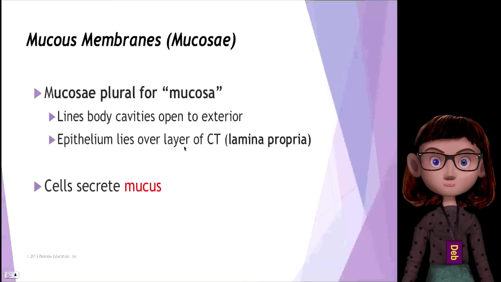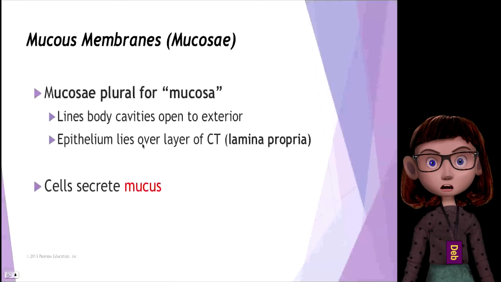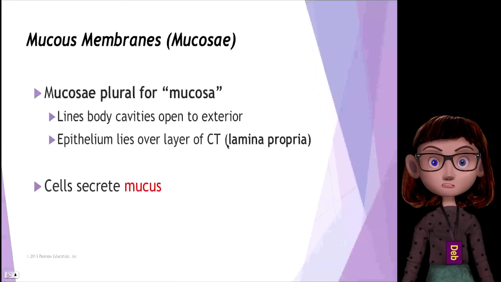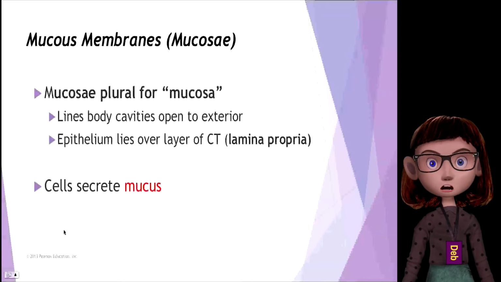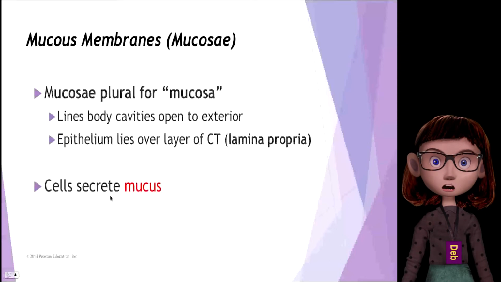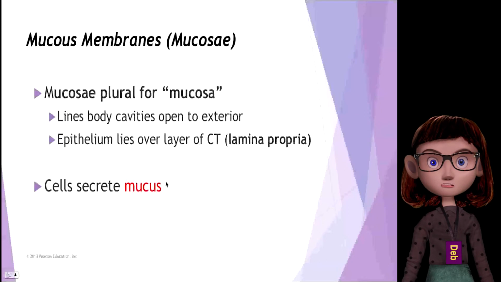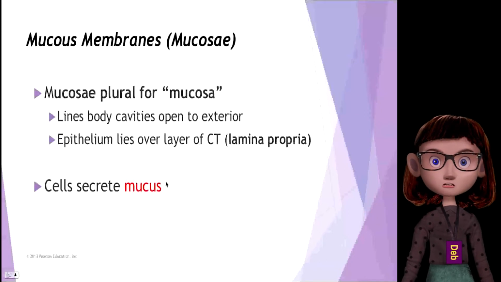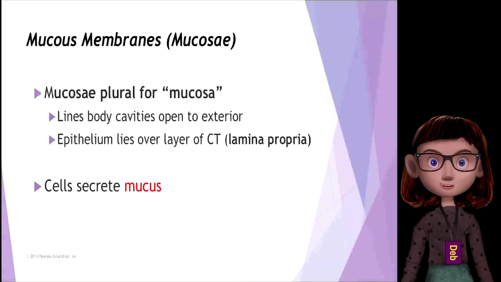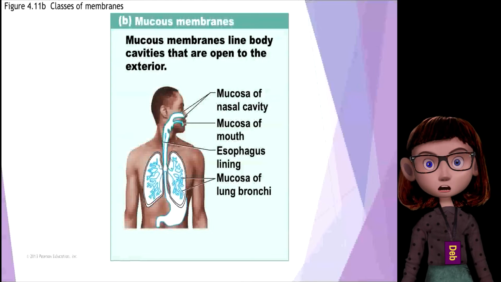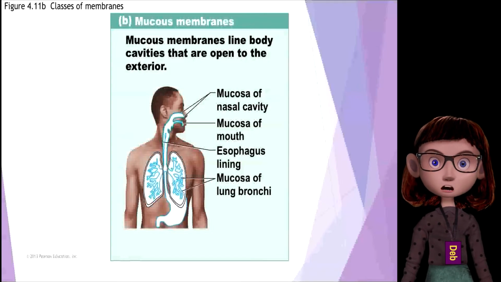A layer of epithelium lies over a layer of connective tissue, and this connective tissue is known as the lamina propria. The cells here, the epithelial cells particularly, secrete mucus. Actually, there are cells interspersed among the epithelial lining that produce and secrete mucus. Therefore, we call them mucous membranes. And here is a figure that shows you mucous membranes.